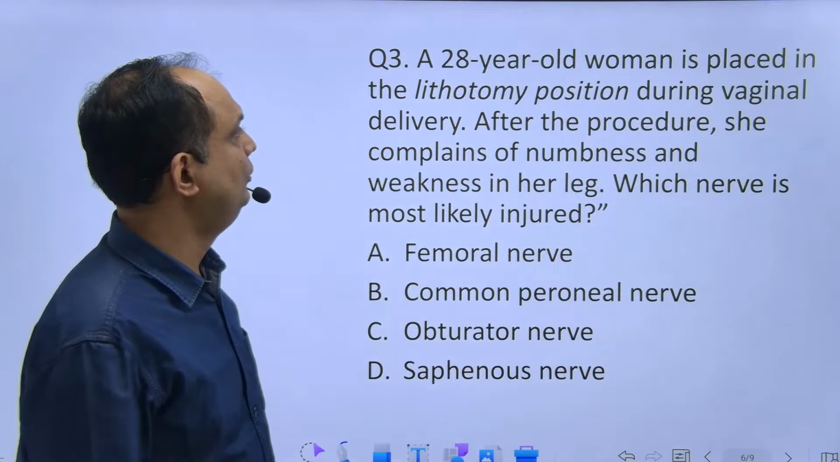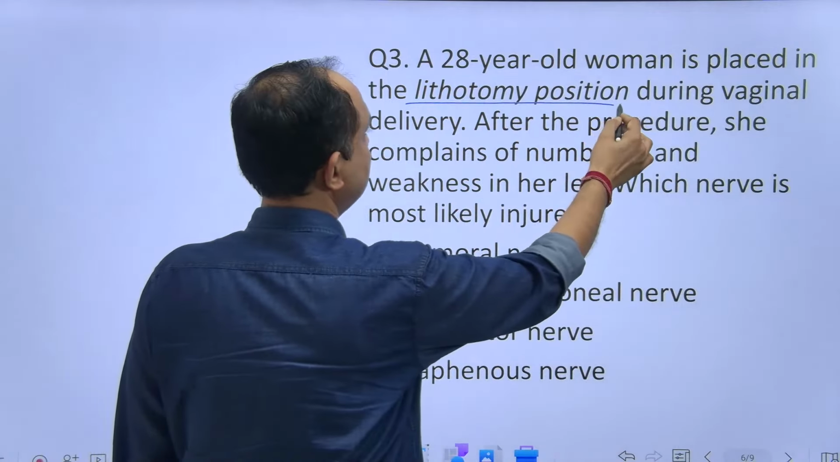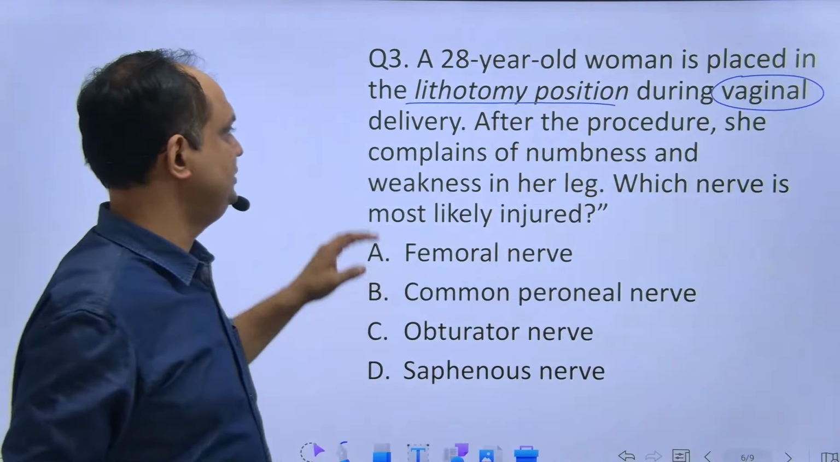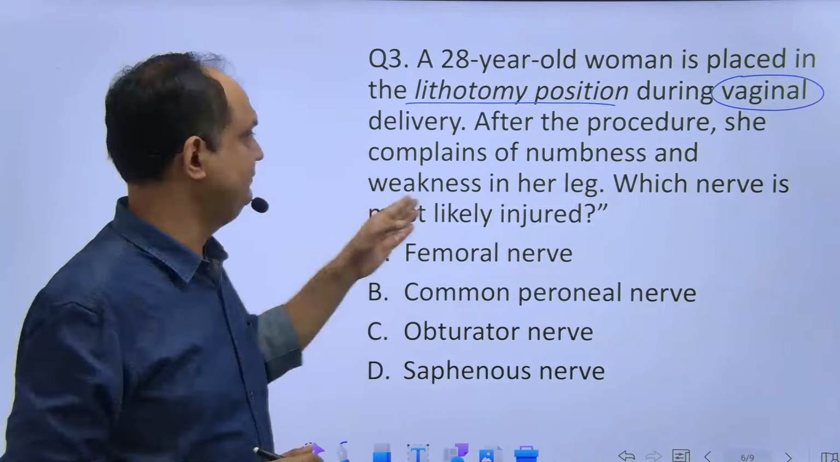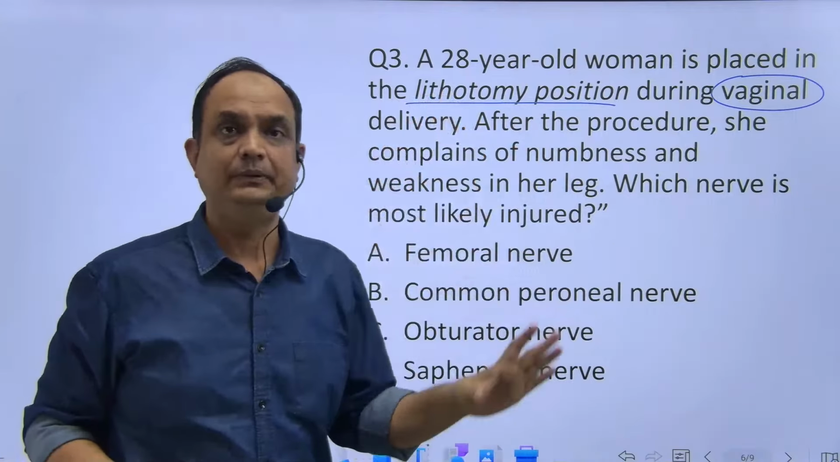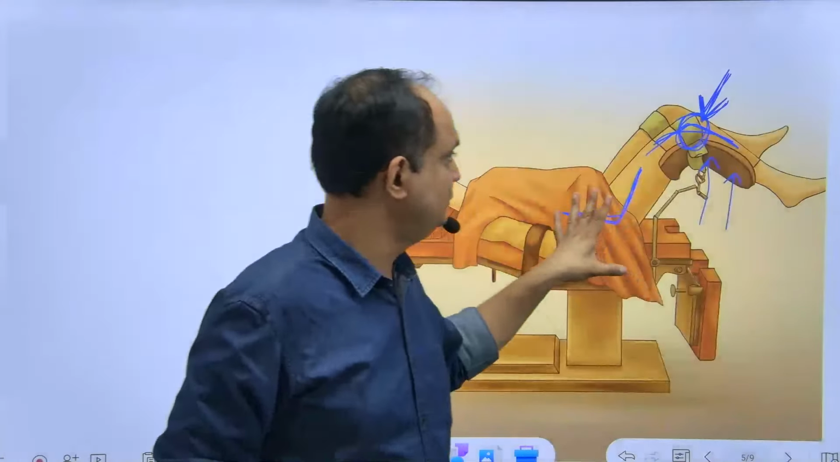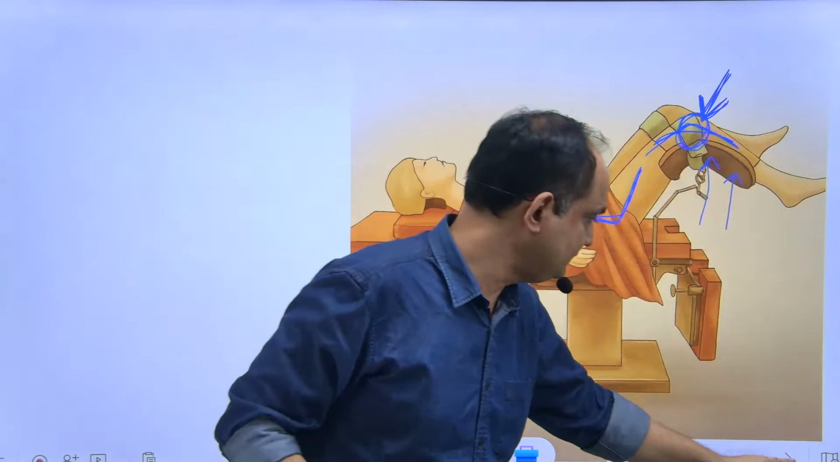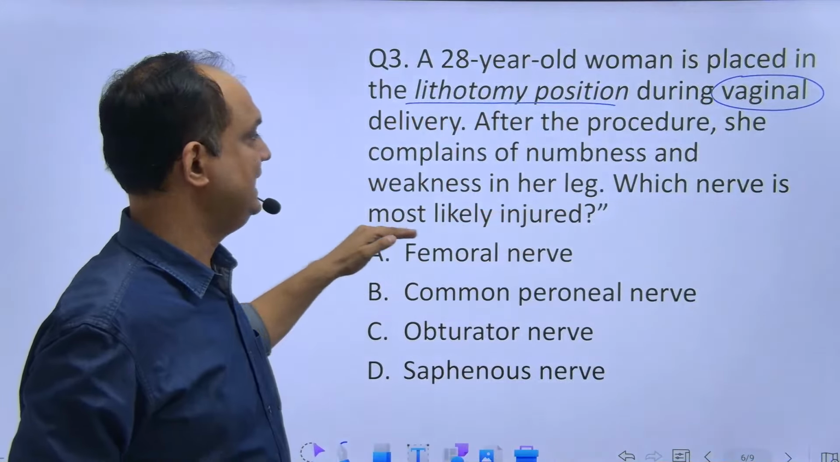A 28-year-old woman is placed in the lithotomy position during a vaginal delivery, and afterwards complains of numbness and weakness in her leg. So what is this problem? This problem is that because of this long-standing posture, some structure is compressed here. And what is that structure? Which nerve is likely injured?